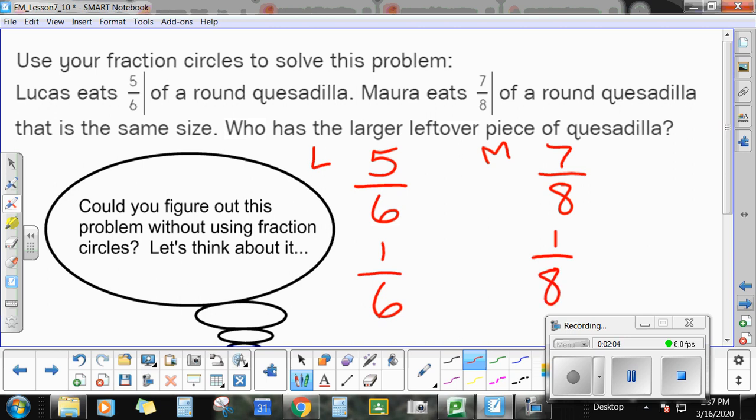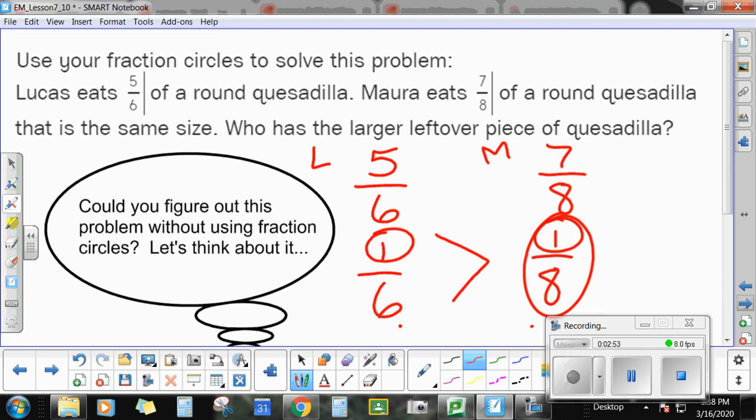So who has the larger leftover piece? Okay. Now remember, the numerators are the same, right? And we know that when the numerators are the same, you look at the denominator. The bigger the denominator, the smaller the slice. So which of these fractions is actually smaller because it has a bigger denominator? And so this 1/8 is the smaller fraction, which means that 1/6 is the larger fraction. Okay, so if Lucas has 1/6 left over, who actually ate more? And so Mara actually ate more, didn't she? Because Lucas had the bigger leftover piece.